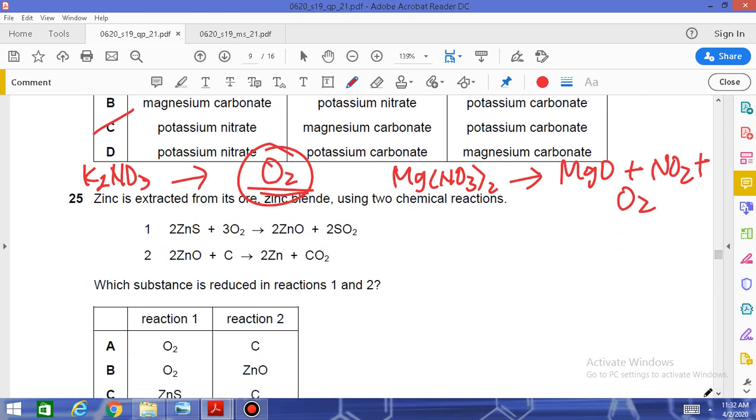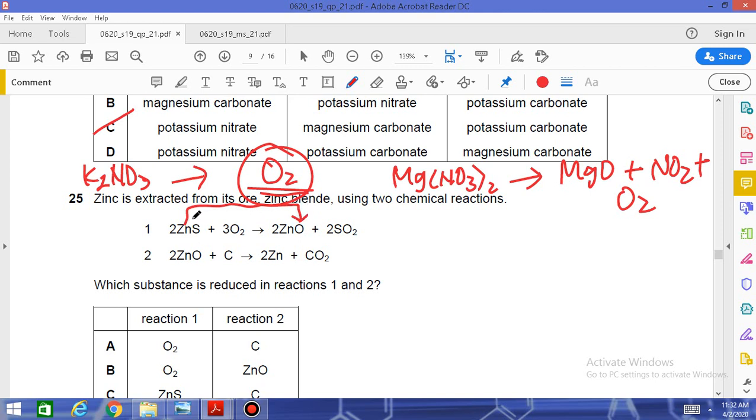Okay, next. Which substance is reduced in reactions 1 and 2? Okay, reduce. So we can identify species that gets reduced by using oxygen atom. So look at this one, reaction 1, from zinc sulfide into zinc oxide.